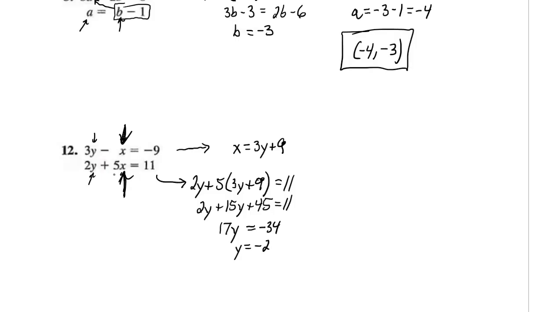Now that you know the answer for one letter, substitute it into an equation that will help you find x. And that is right here. So this equation transforms into x equals 3 parentheses negative 2 plus 9. This makes negative 6 plus 9, which is 3. In alphabetical order, x first, then y.